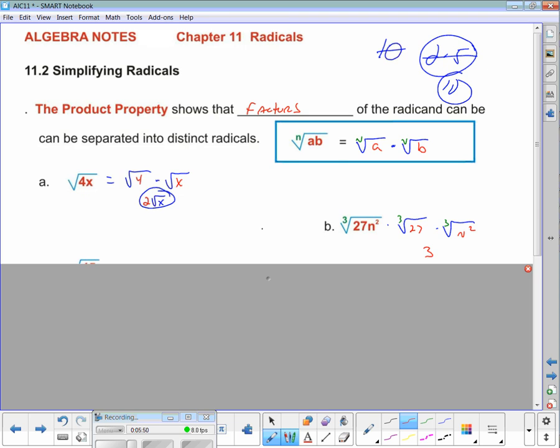We could turn it into a fraction if we wanted to, but that form's no better, so we just leave it as a radical. So you end up with 3 times the cube root of n squared, and that's your solution. We are at a more simplified answer than we had originally, and that's what we're after, getting as simple as we can. So this factoring concept allows us to get more simple.